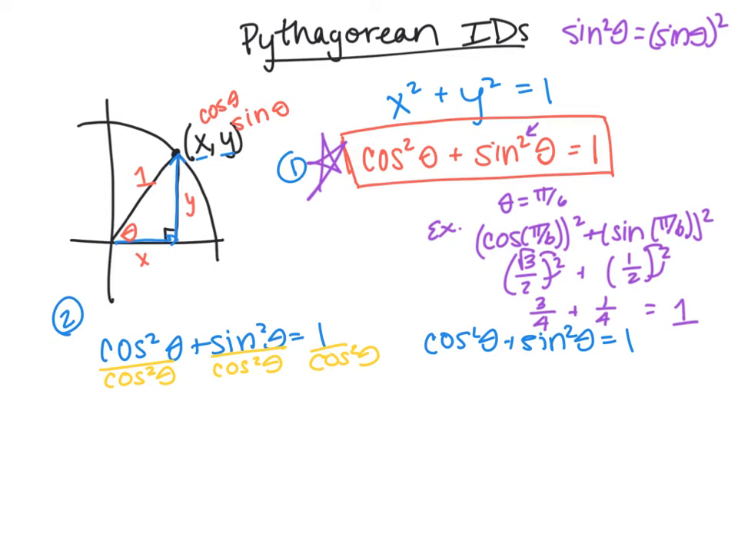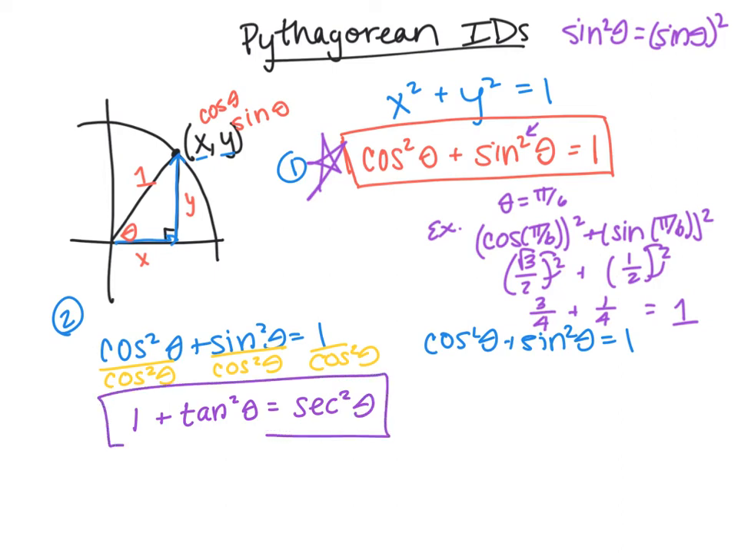As we do that, cosine squared divided by cosine squared just equals 1. Sine squared over cosine squared, if we look at those quotient identities from the slide in your notes, just equals tangent squared theta. And then 1 over cosine squared theta, if you use your reciprocals, equals secant squared theta. So that's your second Pythagorean identity.